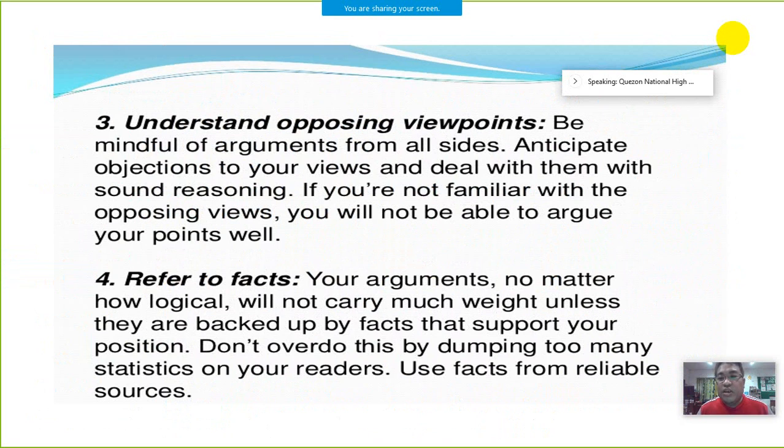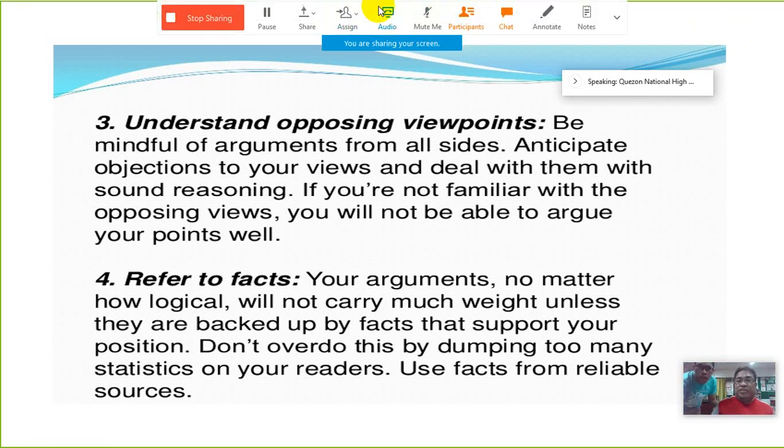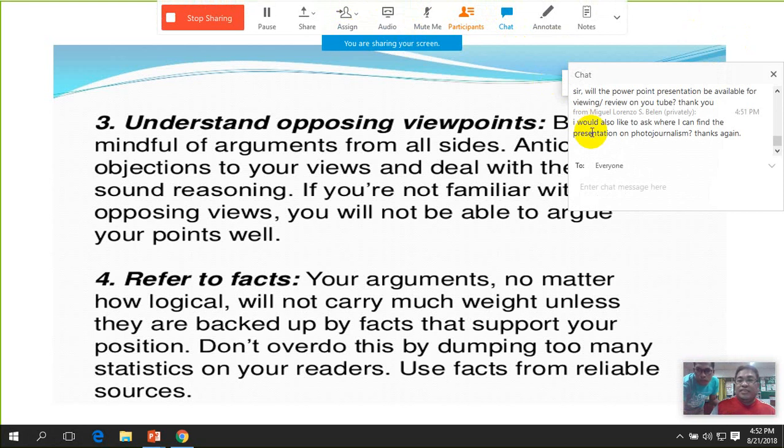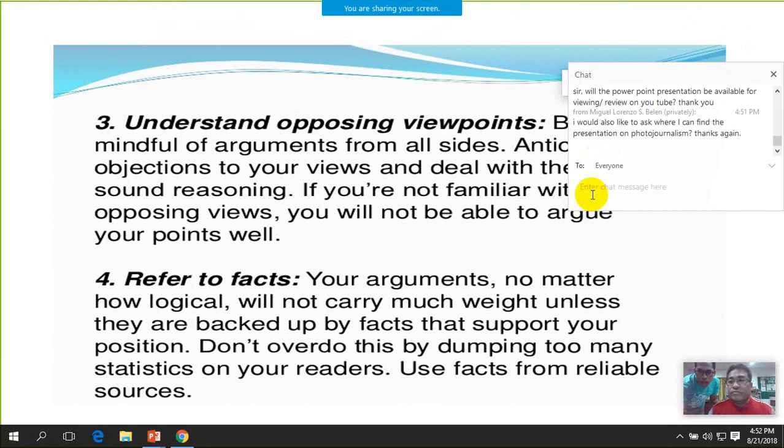On the question of where you can find the presentation on photojournalism, maybe Sir Ian will have to answer that. Where can we find the presentation on photojournalism?